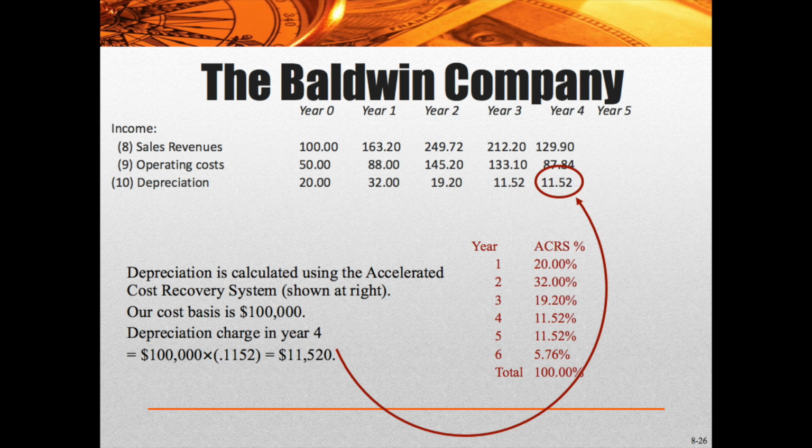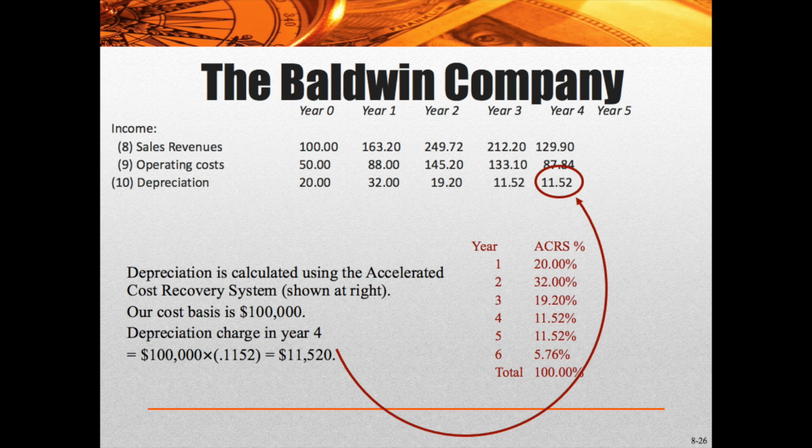Now I've broken it out here for you on how the modified accelerated cost recovery system, or MACRS, breaks out depreciation. As you can see in the red chart in the lower right hand corner, it says year 1 we get 20%, year 2 we get 32%, year 3 we get 19.2%, year 4 11.52%, year 5 the same, year 6 5.76%, for a total of $100,000. Therefore, you can calculate the depreciation at any given point.